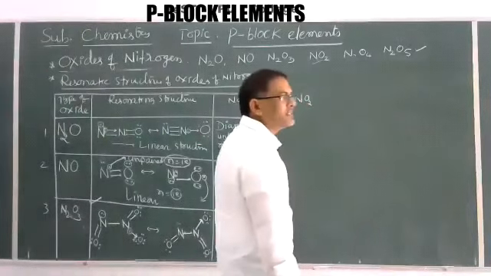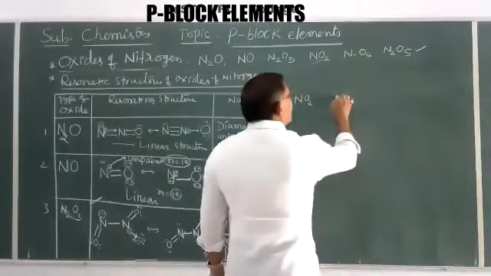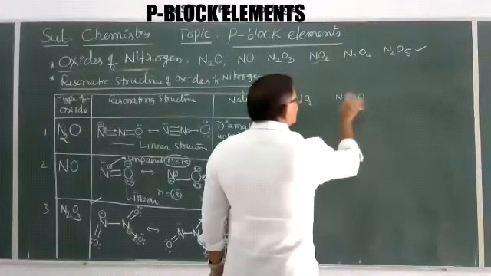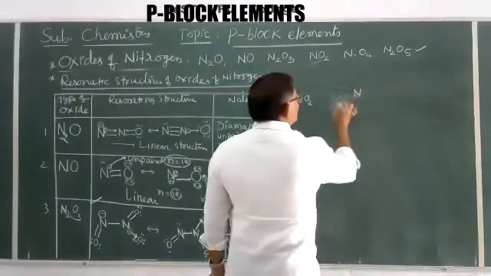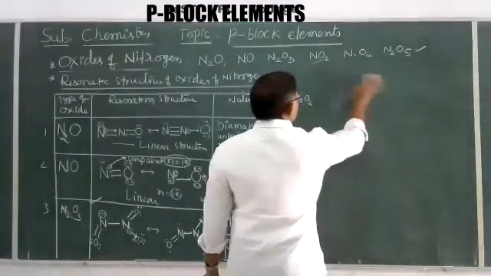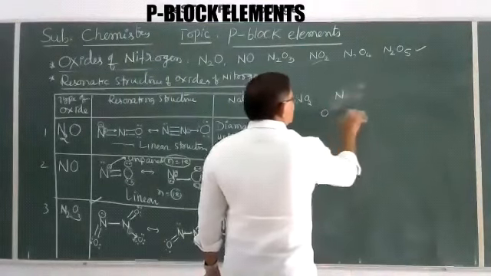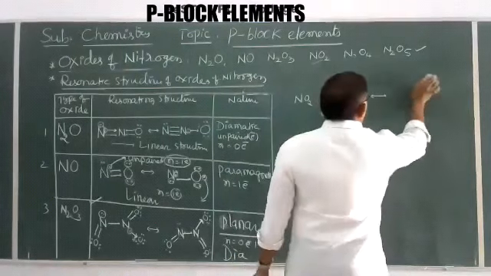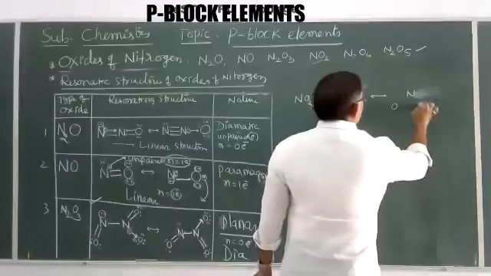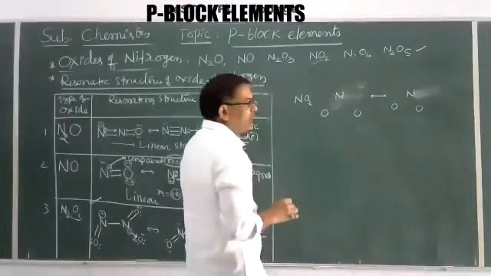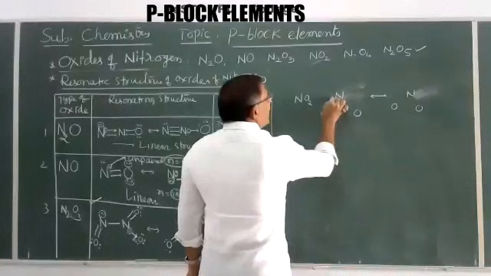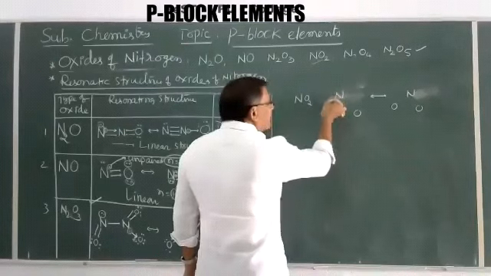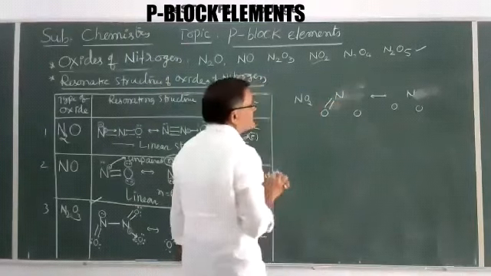Why does it dimerize? Here nitrogen and here oxygen, also oxygen, we can take here nitrogen, oxygen and oxygen. Now between nitrogen and oxygen, maybe there exists even a double bond like this.